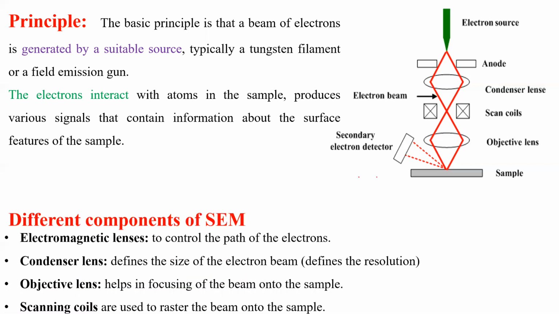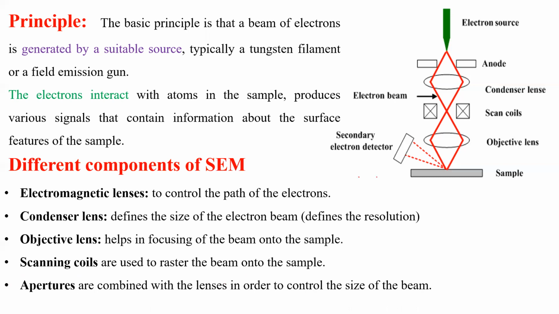And these are the different components we can see if you go for SEM. The high energy electron beam is generated in the tungsten gun or field emission gun, which will pass through components such as condenser lenses, scanning coils, and the objective lens, and finally interact with the sample. These electromagnetic lenses help us to control the path of the electrons.